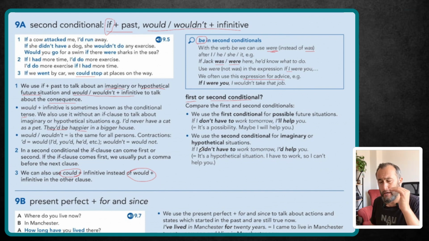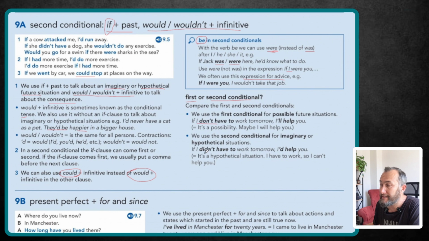So first conditional, if part, present simple. Second conditional, if part, past simple. The result part, first conditional will plus infinitive. Second conditional would plus infinitive. If I don't have to work tomorrow, that is present simple, I'll help you. So there is a possibility. If I don't have to work tomorrow, so I might not work tomorrow. There's a possibility, guys.